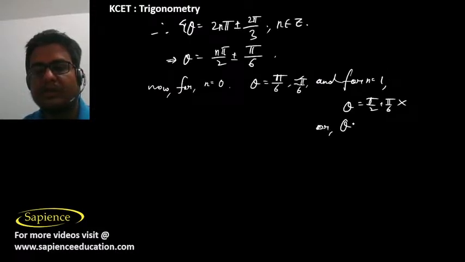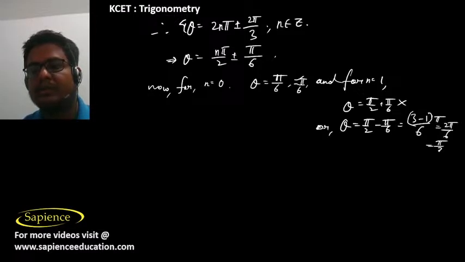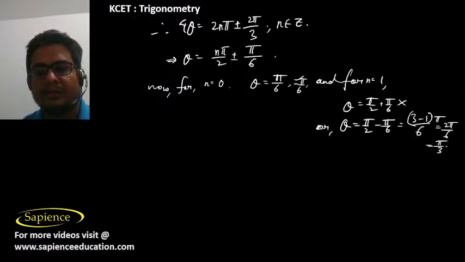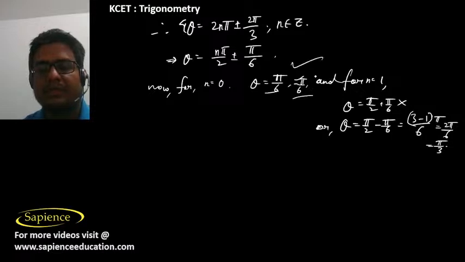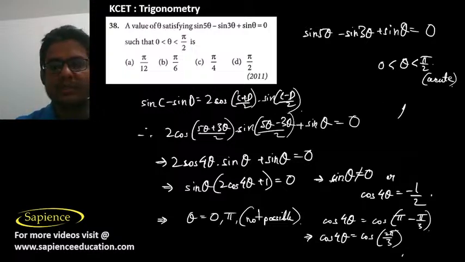Or we can take theta equal to pi by 2 minus pi by 6. So that will be 3 minus 1 into pi by 6, that is 2 pi by 6, which is equal to pi by 3. So pi by 3 also I can take, but the option is not there. So therefore pi by 6 we can take. So option B is the correct answer.